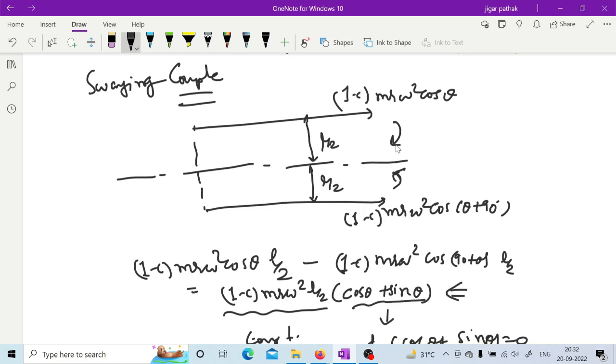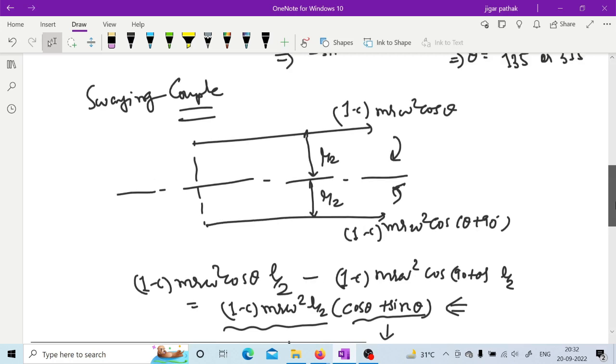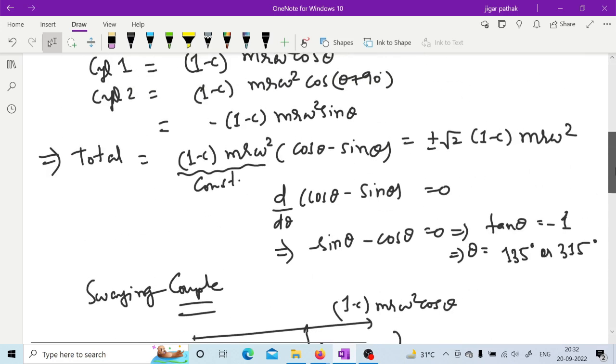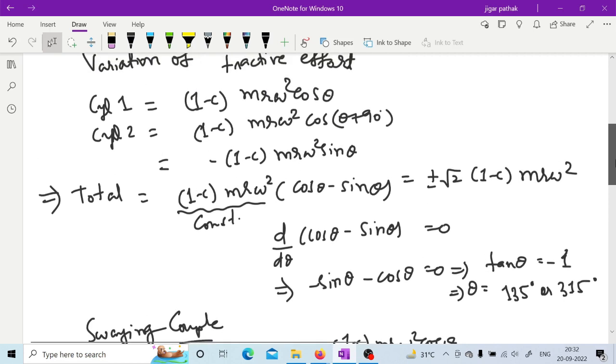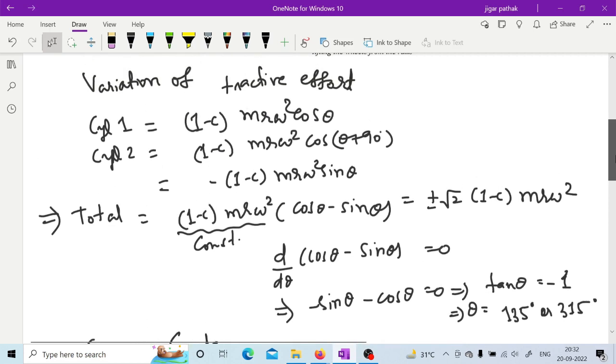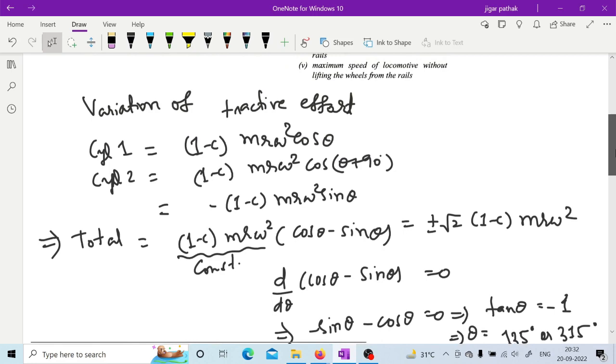It is because of the couple about the center line. Okay, sir. And that is your tractive force, sir? What is the tractive force? Tractive force, it is along that primary force only, that means horizontal direction.